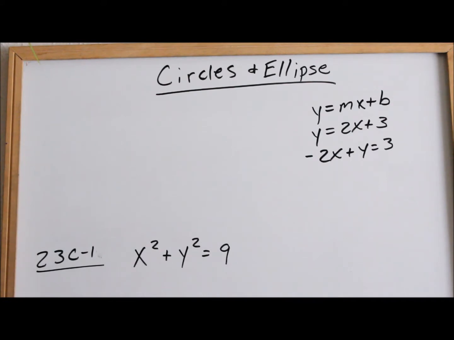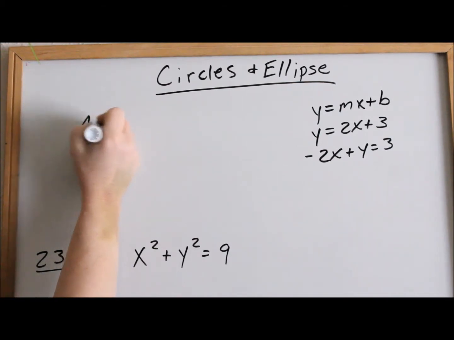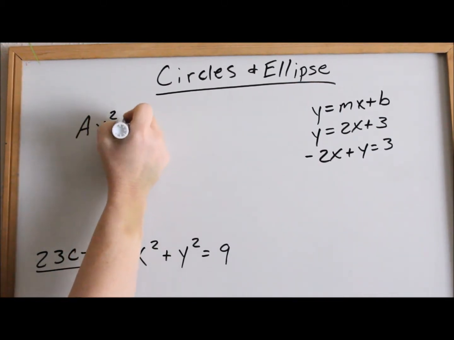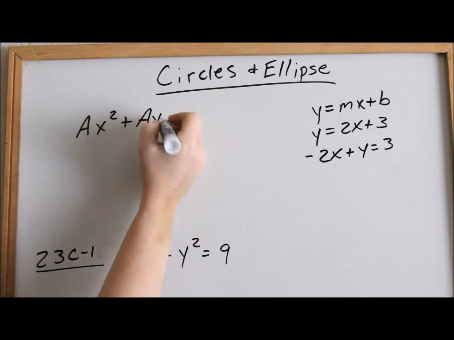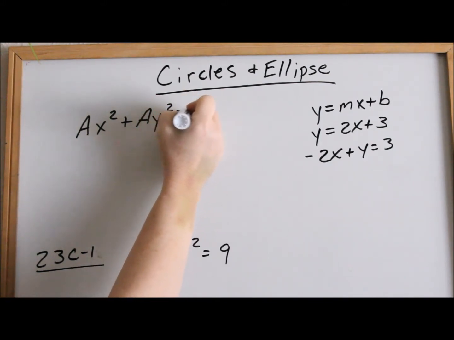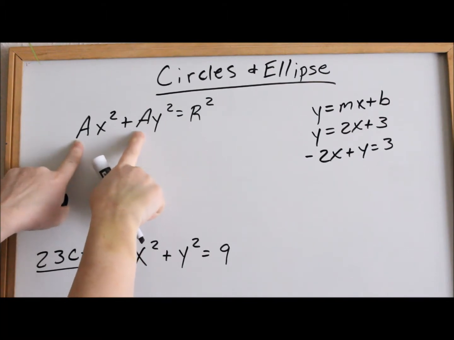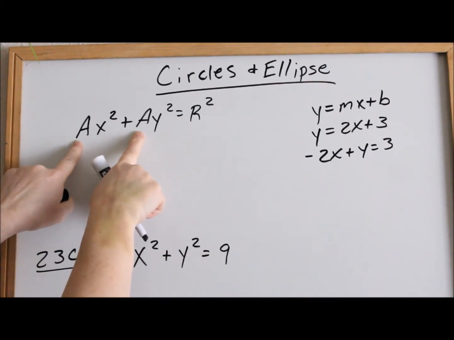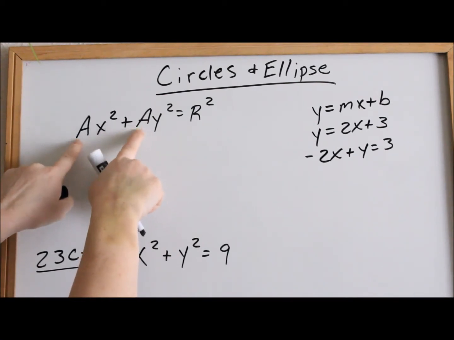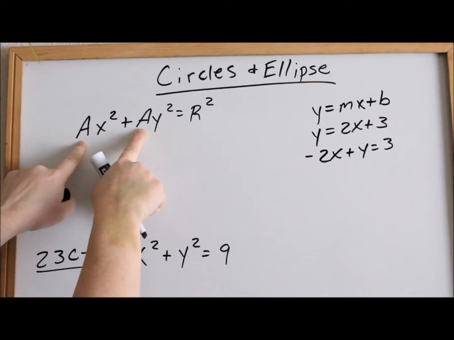Okay, now let's look at the general equation of a circle. In its easiest form, a circle looks like this. This is just a general equation: Ax squared plus Ay squared equals r squared. The a's represent coefficients, because you will know the difference between a circle and an ellipse by looking at the coefficients. Circles have the same coefficient in front of the x squared and y squared terms.